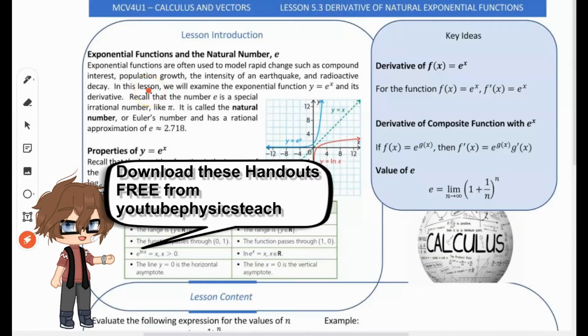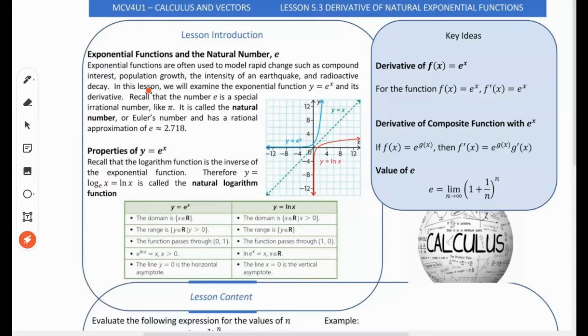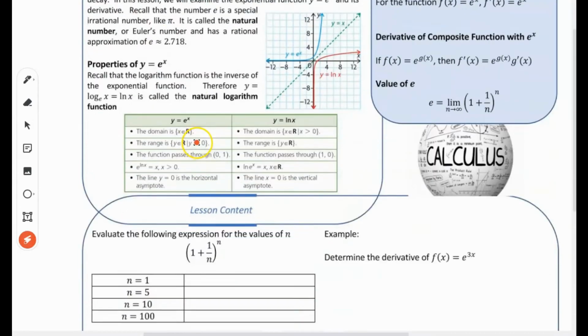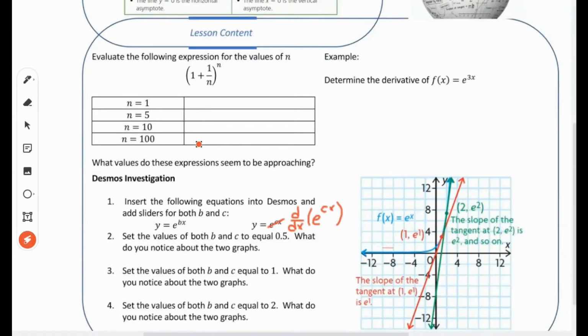So today's lesson we are going over the derivative of natural exponential functions. Natural means e to the power of x. If you remember, e is Euler's number, which is approximately 2.718. And we can actually use this expression.